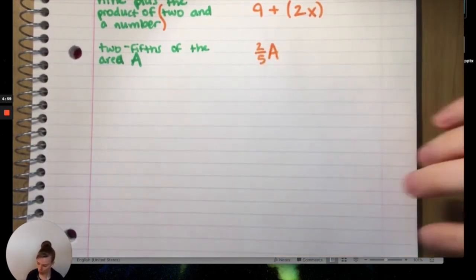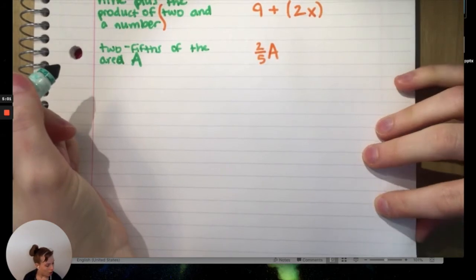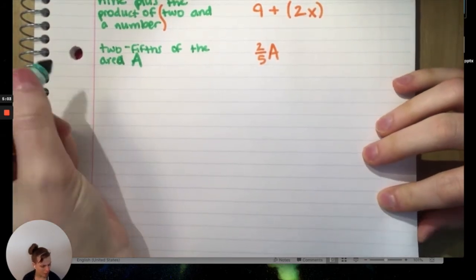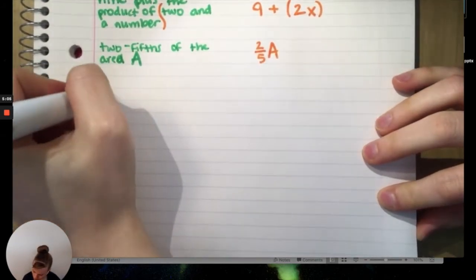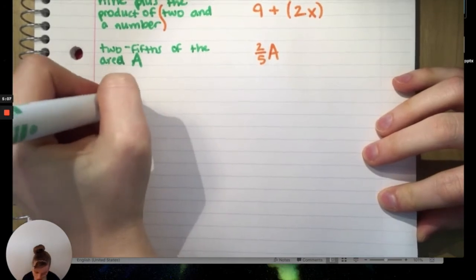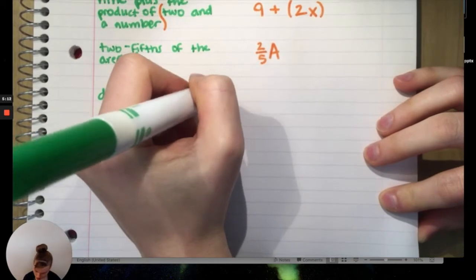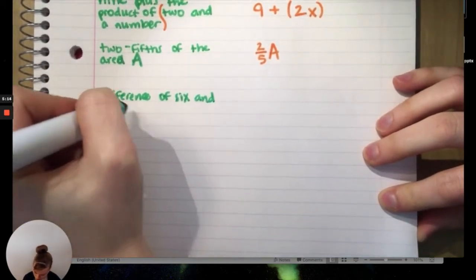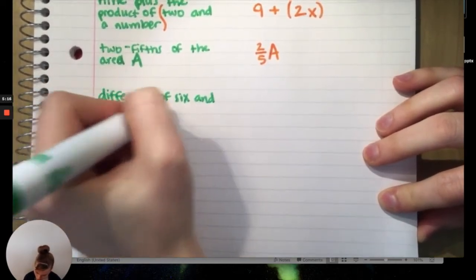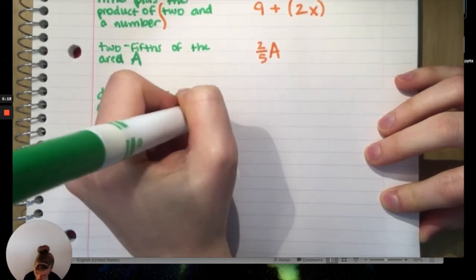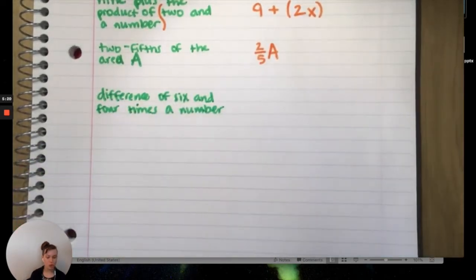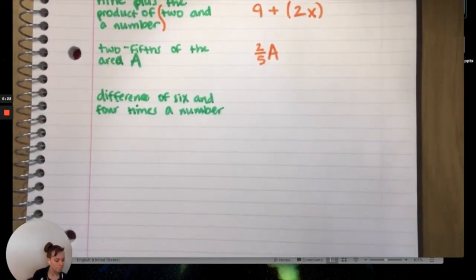All right, we have 2 more, and then we're done. Yeah, maybe 3 more. We'll see. Difference of 6 and 4 times a number. And you can always try and pause the video and try this on your own.